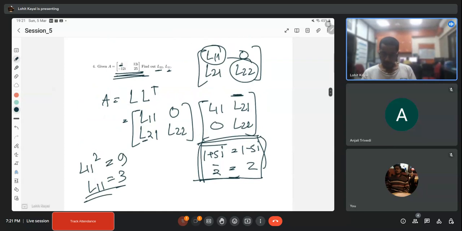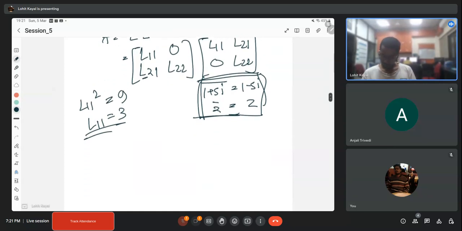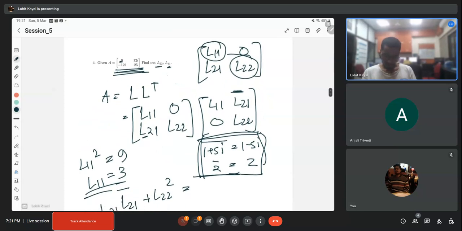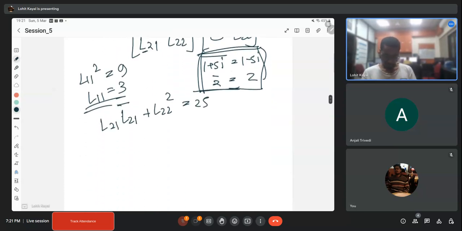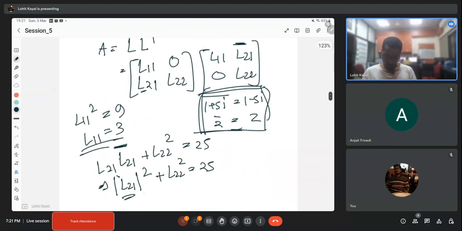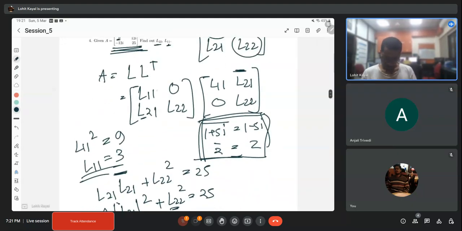And for L22, how can we find L22? L22 will be the absolute value of L21 squared plus L22 squared, and this is equal to 25. Now, I don't have the value of L21, so I need to calculate that. How to find it?